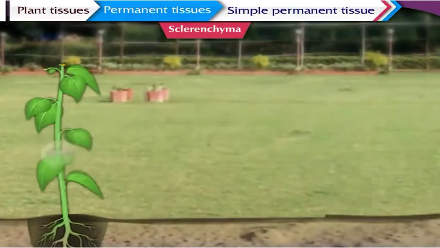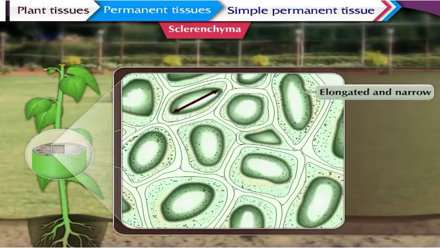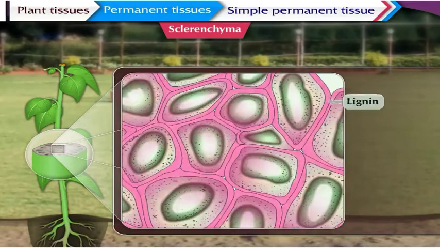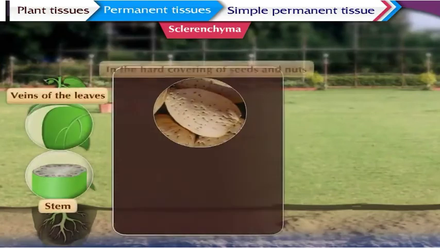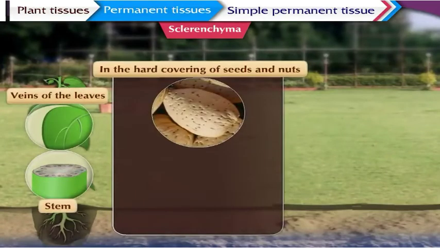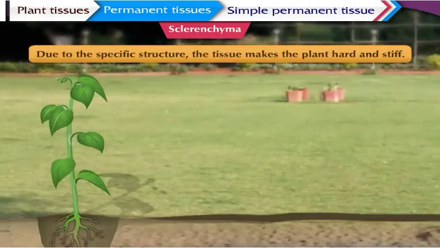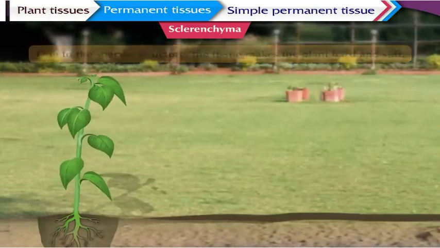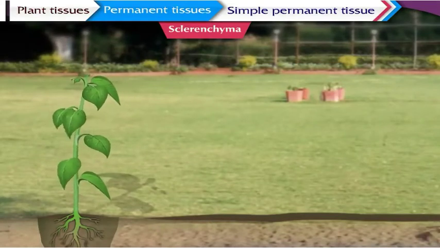Sclerenchyma. The cells of these tissues are elongated and narrow, fibrous and dead. The cell walls are thickened due to the deposition of lignin. This tissue is located in the stems, the veins of the leaves, in the hard covering of seeds and nuts, and the outer covering of a coconut. Due to the specific structure, the tissue makes the plant hard and stiff. After studying about sclerenchyma, let us now understand about the surface tissue in detail.